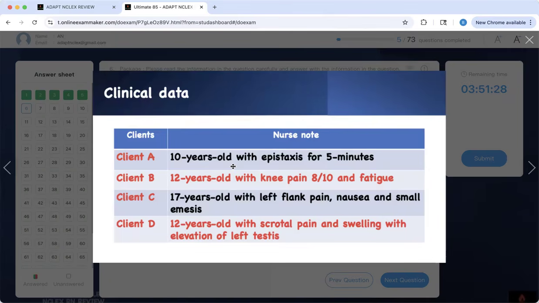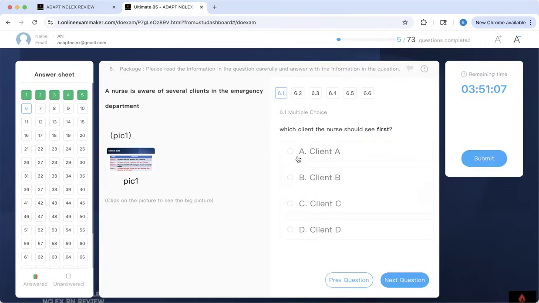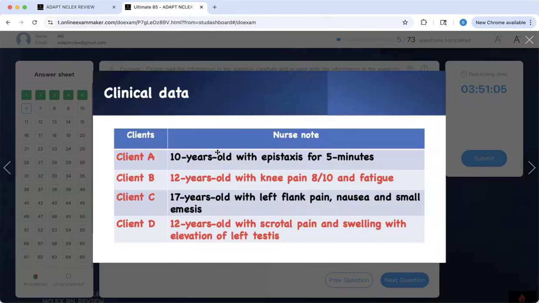A 10-year-old with epistaxis for 5 minutes. B, 12 years old with knee pain, 8 out of 10, and fatigue. 17-year-old with left flank pain, nausea, and small emesis. 12-year-old with scrotal pain and swelling with elevation of the left testicle. These are the same things, the same prioritization. Who do you want to see? Who are you going to see based on that? Whose condition is bad? Whose condition should be a problem?